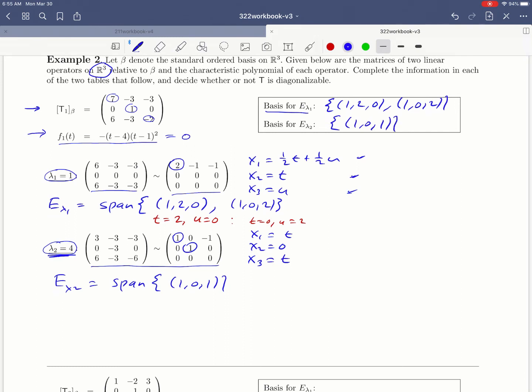So what about diagonalizability then? Is T1 diagonalizable? Again, that comes down to the question of whether there is a basis for R3, our vector space, that consists just of eigenvectors. There actually is, because if we put those three eigenvectors into one set, we get a basis for R3. So let's put that into words here. T is diagonalizable.